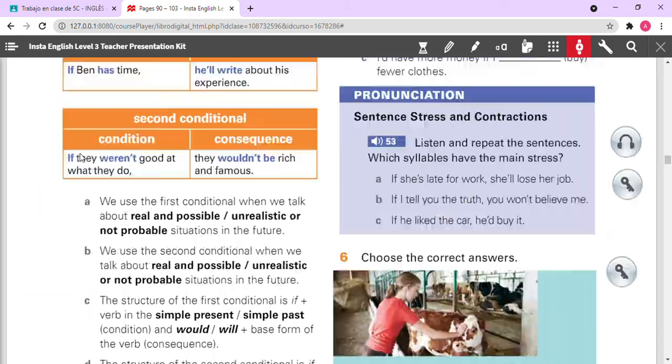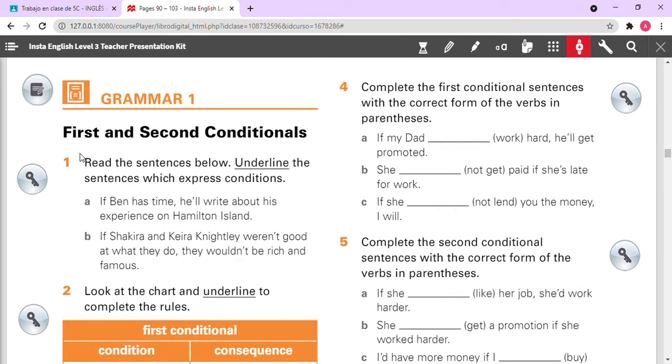For this activity, we have our first grammar, first and second conditional. When we talk about conditionals, we talk about consequences, as in a previous activity. For example, when we talk about the first conditional, we talk about real situations. That's the idea: real situations and real consequences.